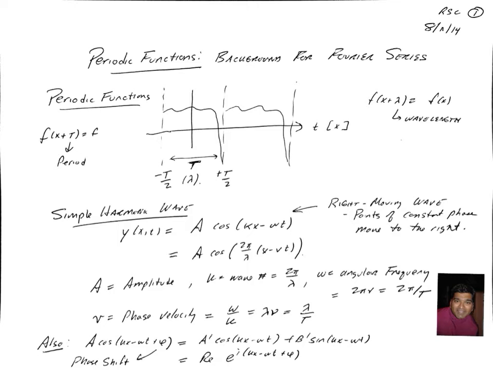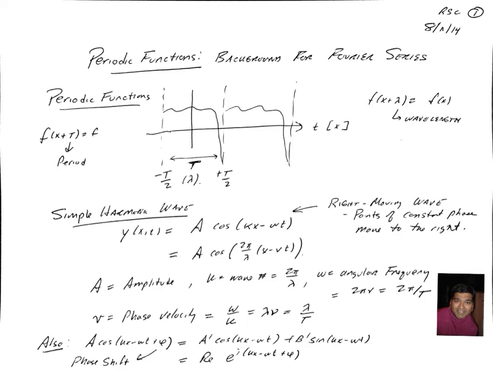It is also possible to consider periodic functions in space. In that case, we usually talk about the wavelength of the function, and we would plot it from minus lambda over 2 to lambda over 2. Now, this is an arbitrary choice. We could have chosen, instead of plotting it from minus T over 2 to plus T over 2, to plot it from 0 to capital T. But I'm using the notation and the convention that we're going to use in this class.